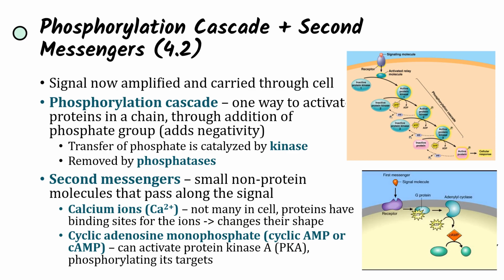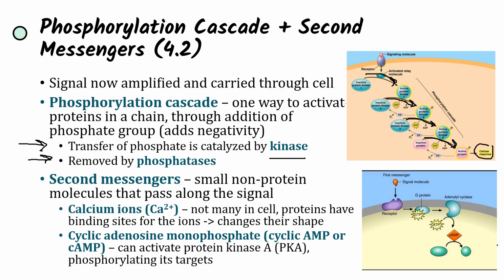And it's one way to activate proteins in the chain, and that's through the addition of phosphate groups, because that's going to add negativity to each protein. So there's going to be a transfer of phosphate groups that's catalyzed by the enzyme kinase, and then later, once this process needs to repeat, the phosphate groups are going to be removed by phosphatases. So as you can see, as the signal transduces along the pathway, there's going to be protein kinases that are going to become activated through the transfer of a phosphate group from ATP, until eventually we lead to a cellular response.